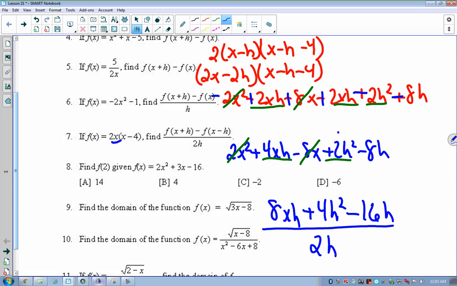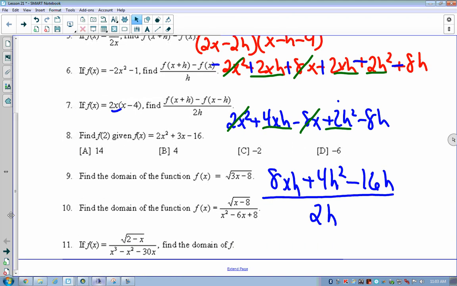Okay, so what can I factor out of everything? 2 and h. Okay, let's see if I can drag this down a little bit, give you a final answer. So I should get 4x plus 2h minus 8, right? What was this? Was this 6? No, this was 7.